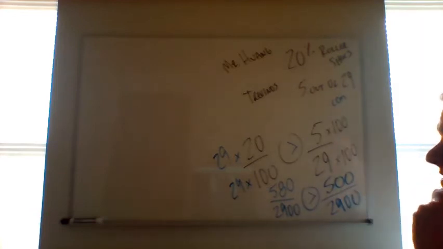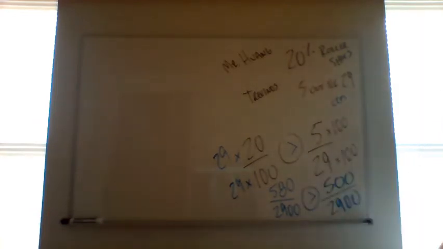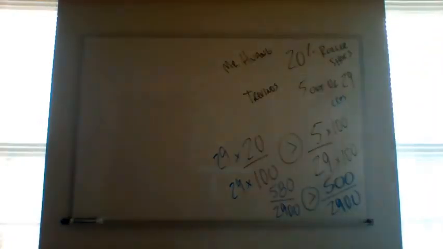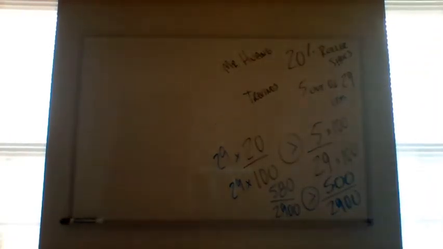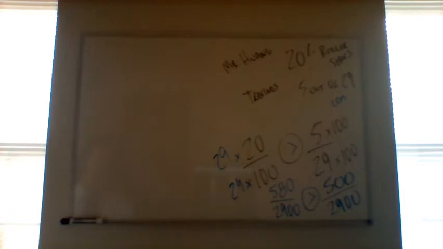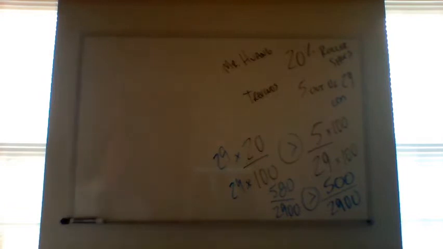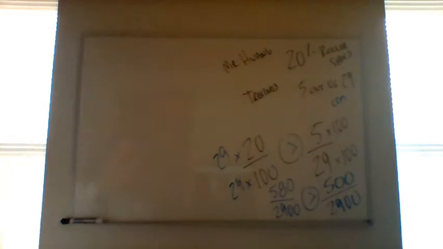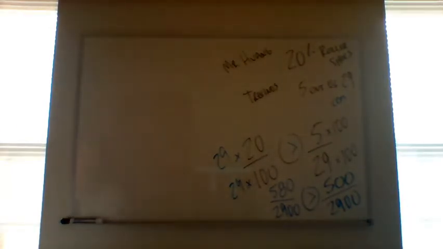A second way to do this is we could turn them into percents. So I'm going to walk around to the other side of the board here. We have 20% roller shoes and 5 out of 29. So an alternative route is instead of making them both fractions, we can make them both decimals or both percents. We know if we use our calculator, we could take 5 divided by 29, right?